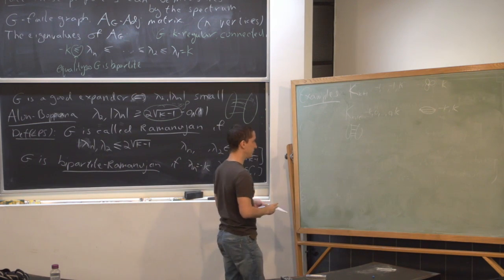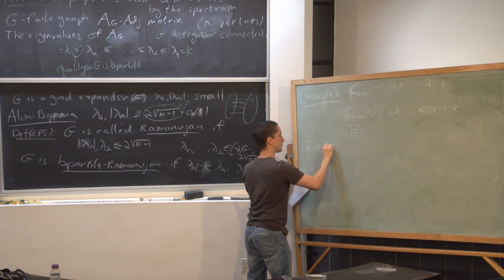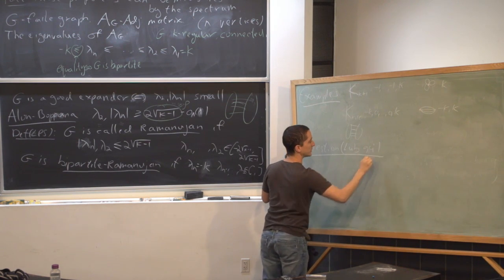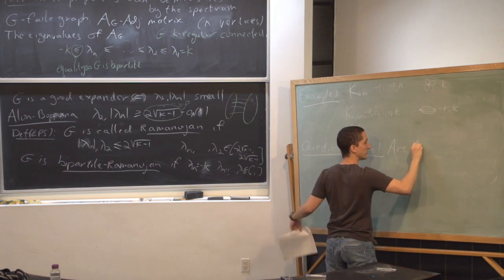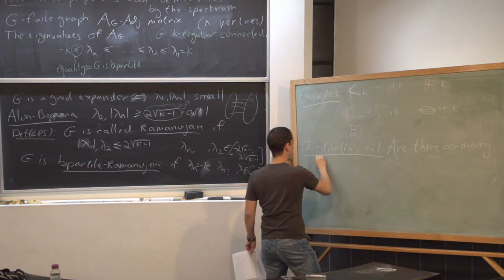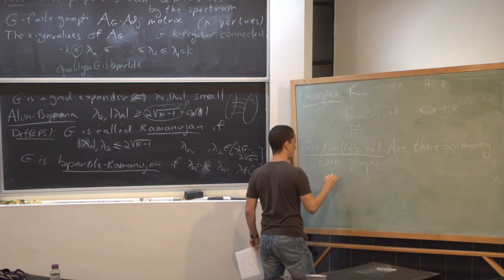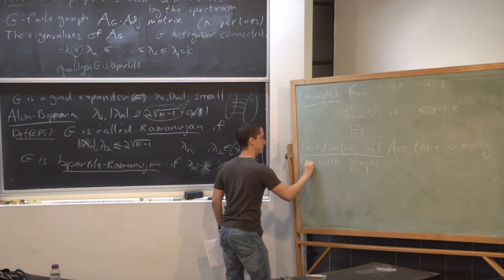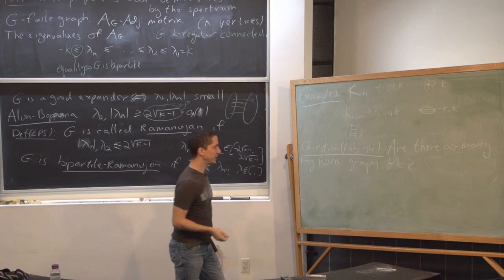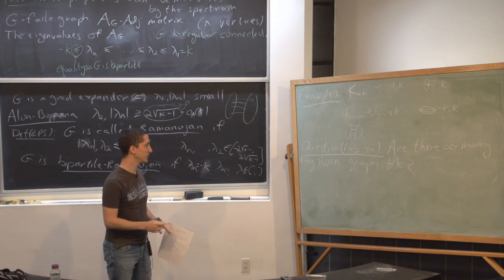But the challenge is the following. It was perhaps stated by Lubotzky, I think in '94. Are there infinitely many k-regular Ramanujan graphs for every k? You can also ask if there are infinitely many Ramanujan graphs in every family of graphs, which, by the way, is not true.